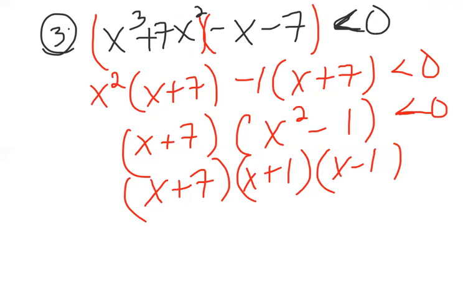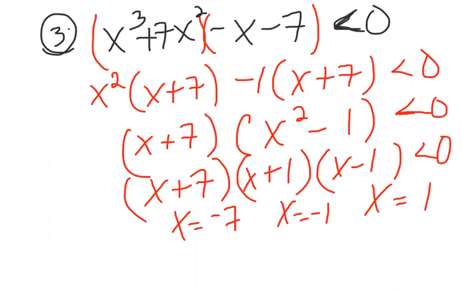And so now you can find the critical values. What number plus 7 makes it 0? -7. What number plus 1 makes it 0? -1. What number minus 1 makes it 0? +1. So guys, there's your 3 critical values. So now you're going to have to graph those 3 values on the number line, test each region, and then find the solution regions, the regions that contain all the solutions.